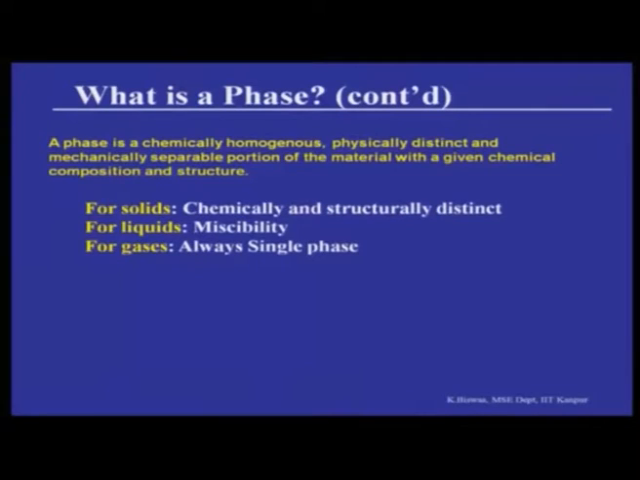For solids, we always call a phase that which is chemically and structurally distinct. I will describe this in detail. For liquids, miscibility defines the phase. If two liquids are miscible, we call them one phase. Suppose I add milk in coffee, they get mixed together. So we call it one phase, we do not call them separate phases. But if I add oil in water, it is an immiscible system, so I have to call both of them separate phases. Oil is one phase, water is another phase. So for liquids, the factor which differentiates phases is miscibility.